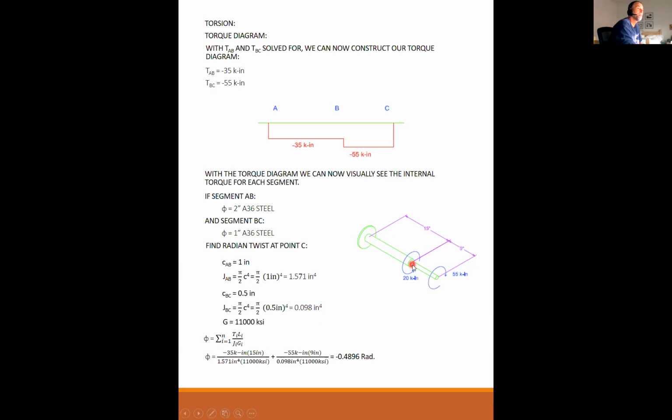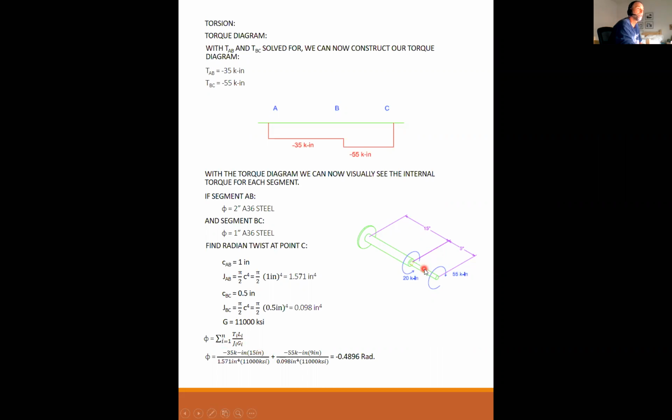From A to B, the torque is 35. If I want to know what the twist is halfway, I put 7.5 inches right here instead of 15. And from A to halfway, the J and the G's are constant. So all I would have to do is just use this term and put in 7.5 inches. And that would give me the twist right here.